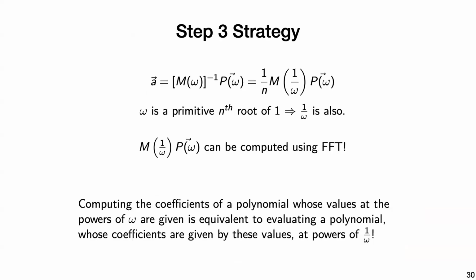The last step, step 3, is that you have your points in value form and you want to convert them back into coefficient form. You just use the same idea of the FFT, but in reverse. Rather than m of omega, it becomes m of 1 over omega. And then you can get that time also down to n log n. So the entire polynomial multiplication becomes n log n rather than n squared, or even n cubed if you had to actually compute the inverse.